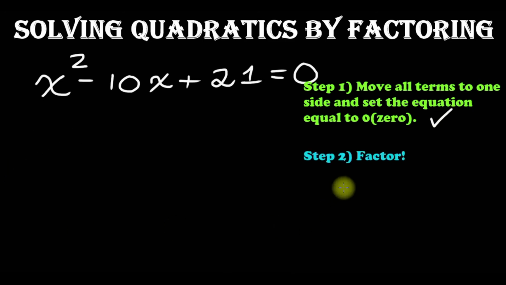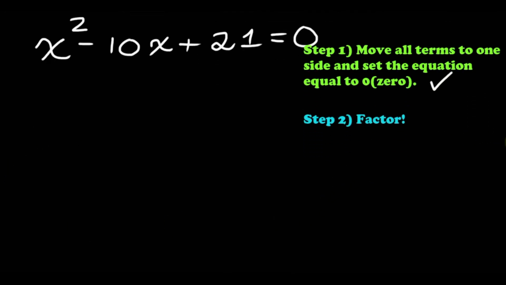Step 2 is we have to factor this. Now this is a little bit different compared to the last example. This one has 3 terms, the last one has 2 terms. If you look at these 3 terms, your greatest common factor is 1, so you do not have to pull it out. It doesn't matter. So we're going to try to factor this into 2 binomials. So what binomial times another binomial gives this trinomial?